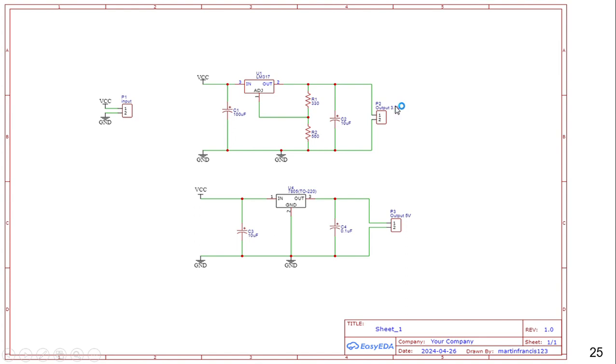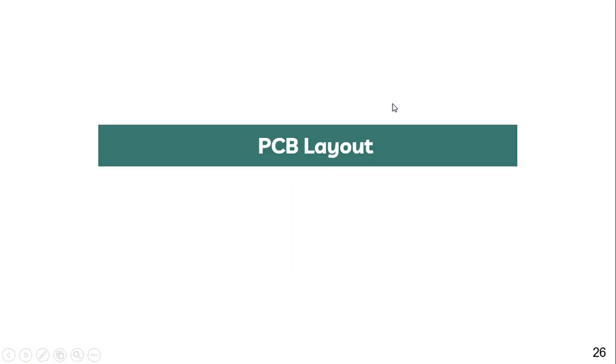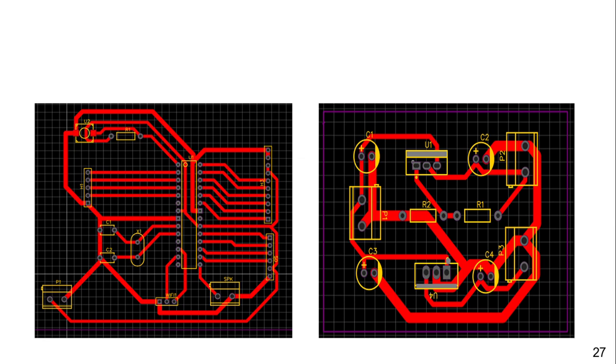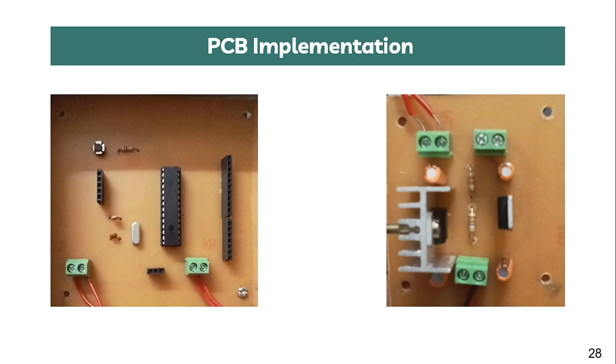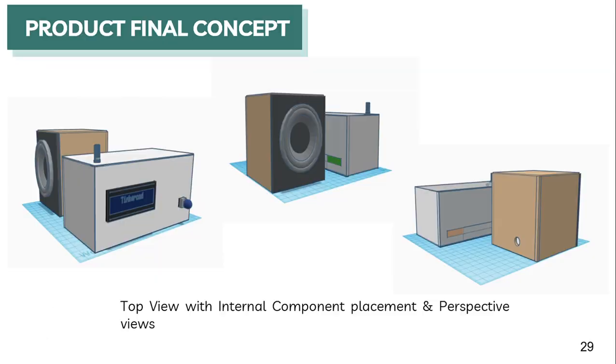We have also used 100 microfarad and 10 microfarad capacitors here for filtering out the noises coming inside the system. In the same way, we have used 10 microfarad and 0.1 microfarad capacitors on the 7805 for filtering out the noises. Now this is our PCB layout. Using the diagram earlier, we have designed the PCB layout inside EasyEDA. Now this is our PCB implementation on the copper clad.